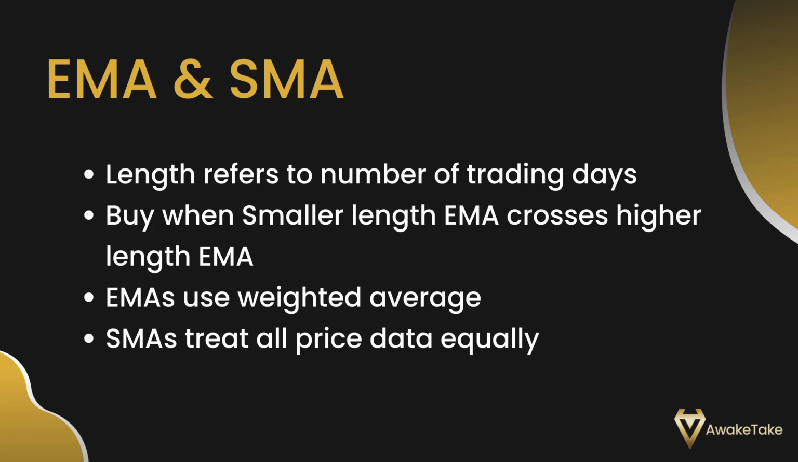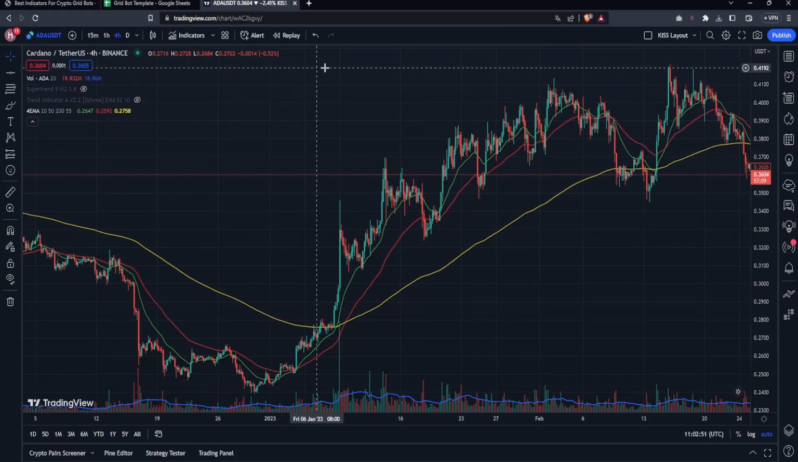The EMAs use a weighted average that places more importance or weight on the most recent data, while the SMAs treat all price data equally. Now let's again take a look at the chart.